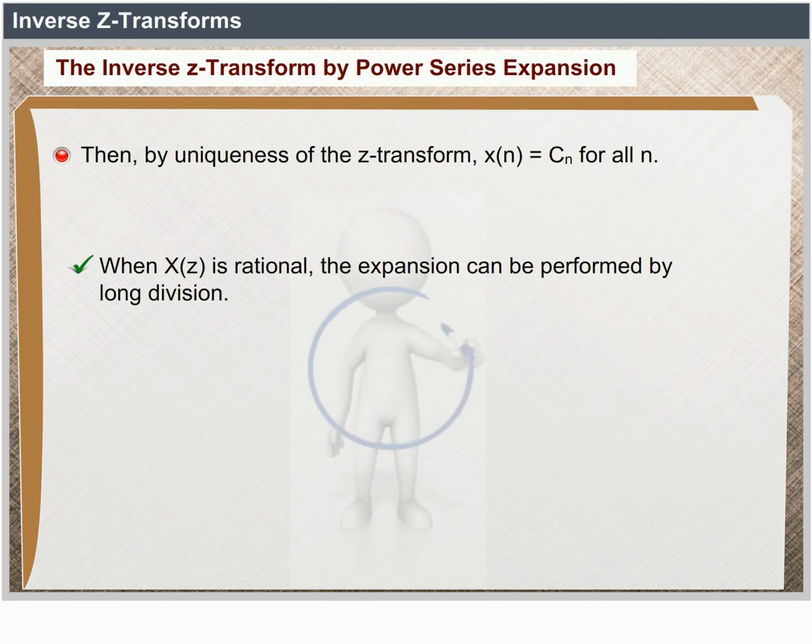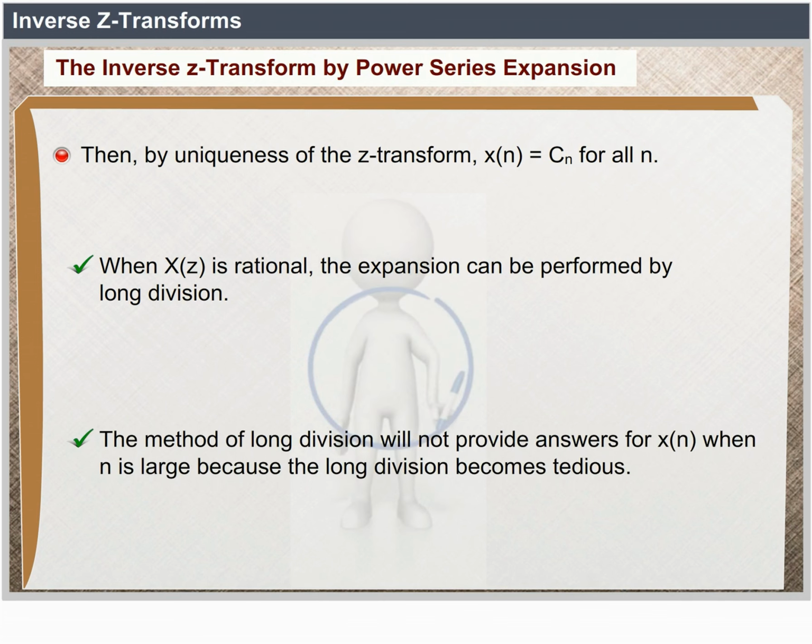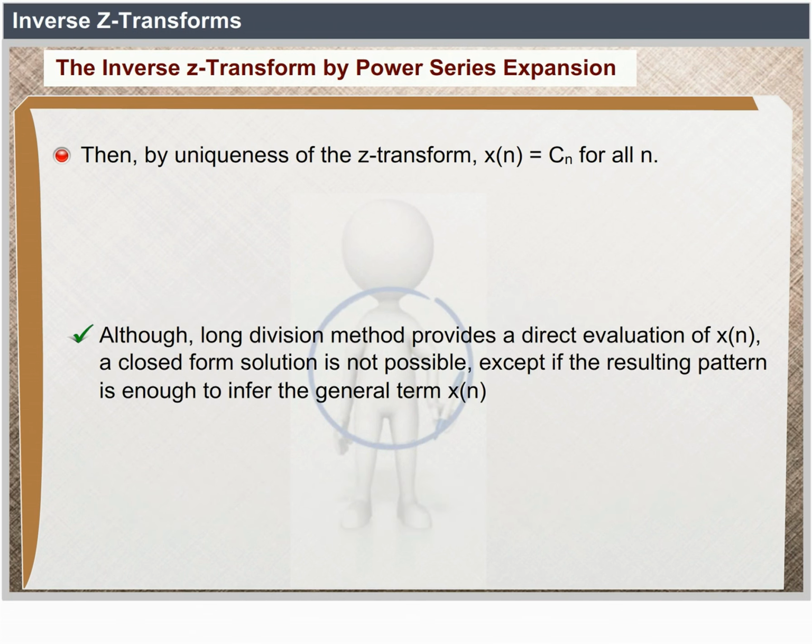The method of long division will not provide answers for x(n) when n is large because the long division becomes tedious. Although the long division method provides a direct evaluation of x(n), a closed form solution is not possible except if the resulting pattern is enough to infer the general term x(n).